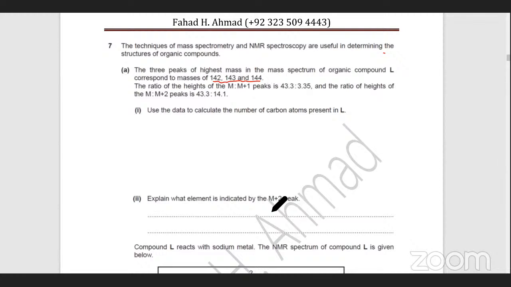And then the M+1 ratio is given. So using the M+1 ratio, you can count the number of carbon atoms. वही formula आपने use करना है. The carbon atoms are 100/1.1. ठीक है, and you're going to multiply this by the M+1 height, which is 3.35, divided by the M height, which is given as 43.3. So what is the value that you're getting? How many number of carbon atoms are you getting for this?